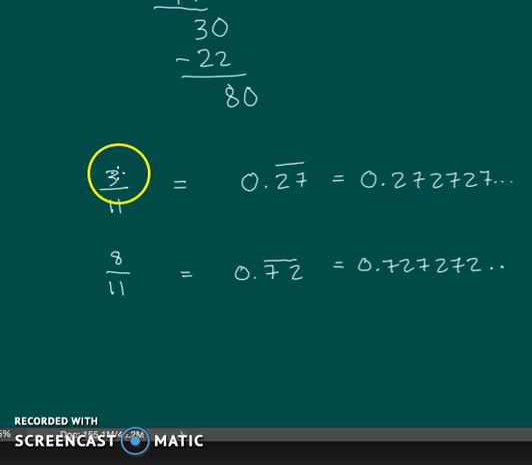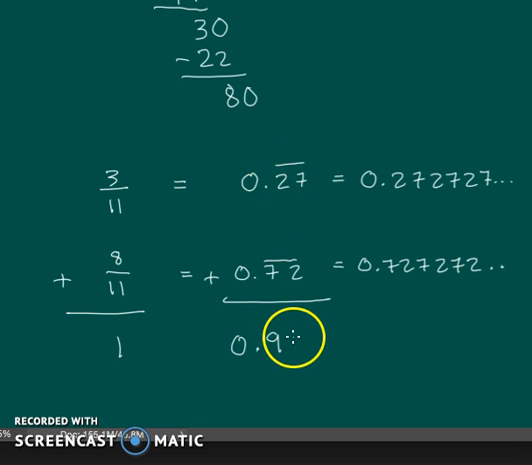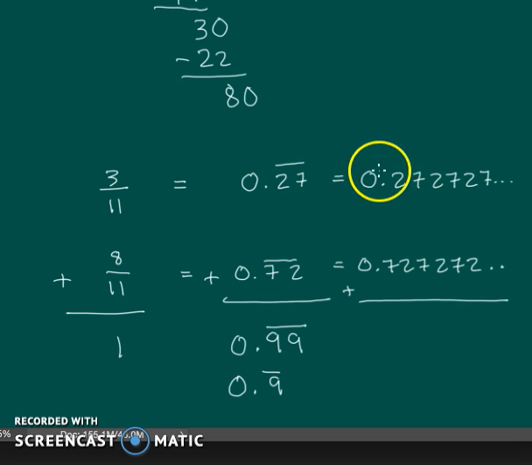We are going to see what happens when we have the decimal versions of 3 over 11 and 8 over 11. So when I added 3 over 11 to 8 over 11, I got 11 over 11, which is equal to 1. So what happens if I add 0.27 repeating to 0.72 repeating? Well, I get 0.2 plus 7 is 9, and 7 plus 2 is 9, 9 repeating, which I guess I could also write as 0.9 repeating.